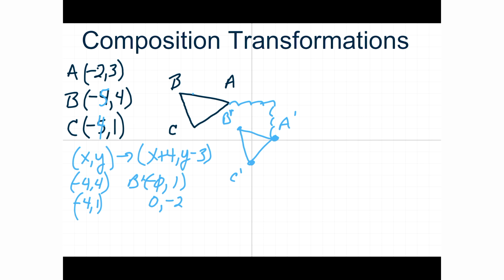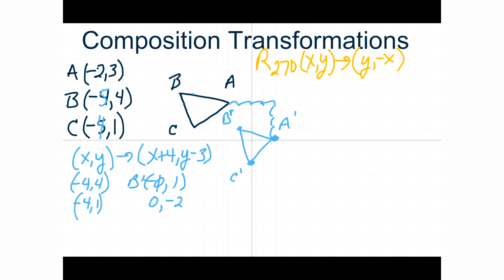Okay. However, we're doing composition, so the next transformation that I need to make is a rotation. I need to make a rotation of 270 degrees about the origin of my xy coordinates, which would transform (x, y) into (y, negative x).